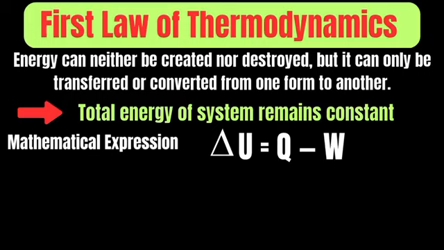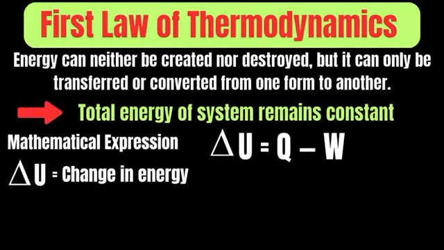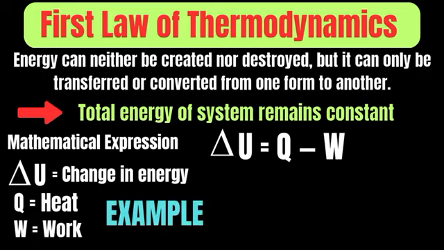Remember that here, delta U refers to the change in internal energy of the system. Q represents heat, and W stands for work done. Let's take examples to understand it.